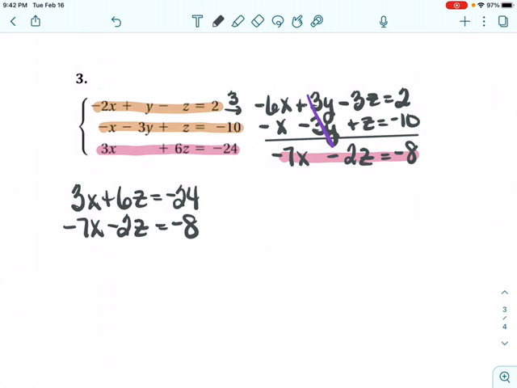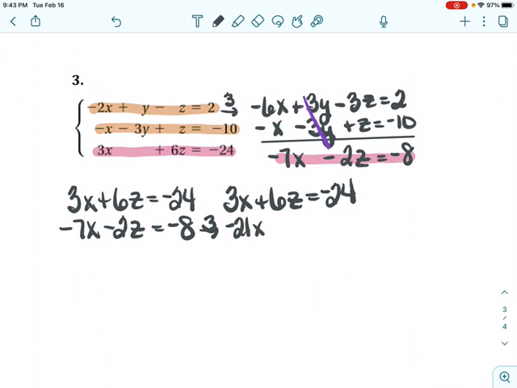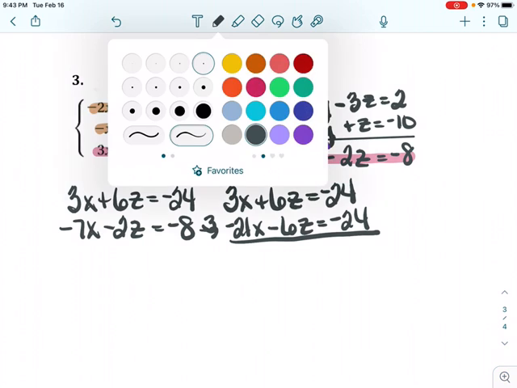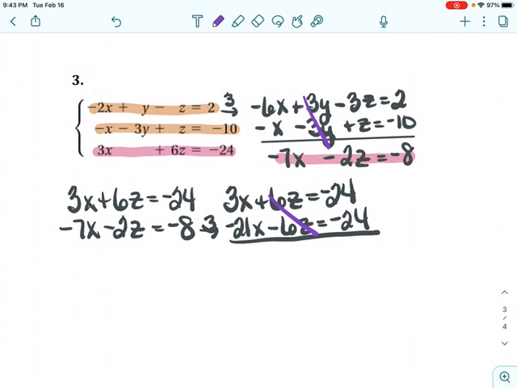I'm going to get rid of the z's because all I have to do is multiply the second one by 3. Okay, so -21x minus 6z equals -24. I'm going to add those 2 equations together. 6 z's are going to go. So that's going to give me 18x, -18x equals -48.